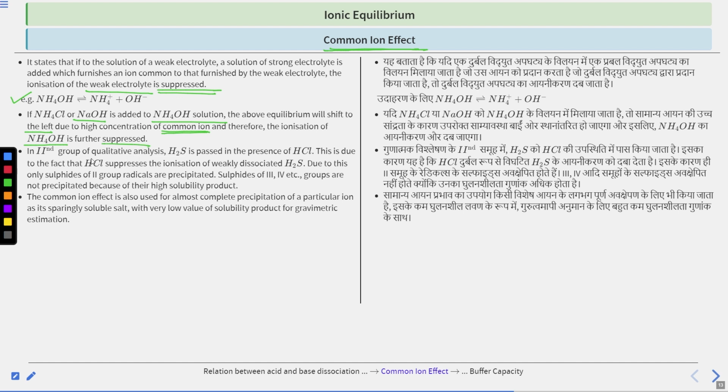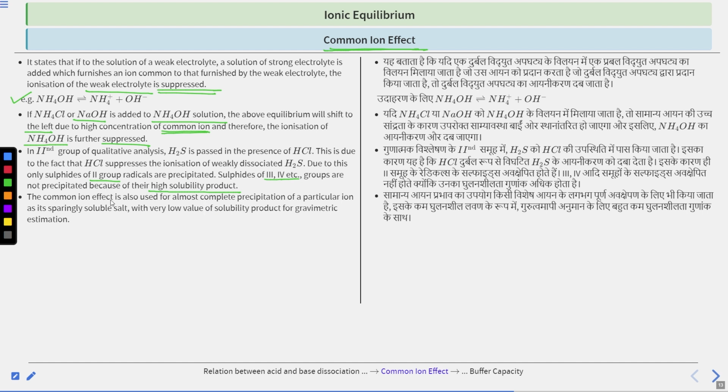In the second group of qualitative analysis, H2S is passed in the presence of HCl. This is due to the fact that HCl suppresses the ionization of weakly dissociated H2S. So we use this fact of common ion effect here. Due to this, only sulfides of second group radicals are precipitated, and sulfides of third and fourth groups are not precipitated because of their high solubility product.